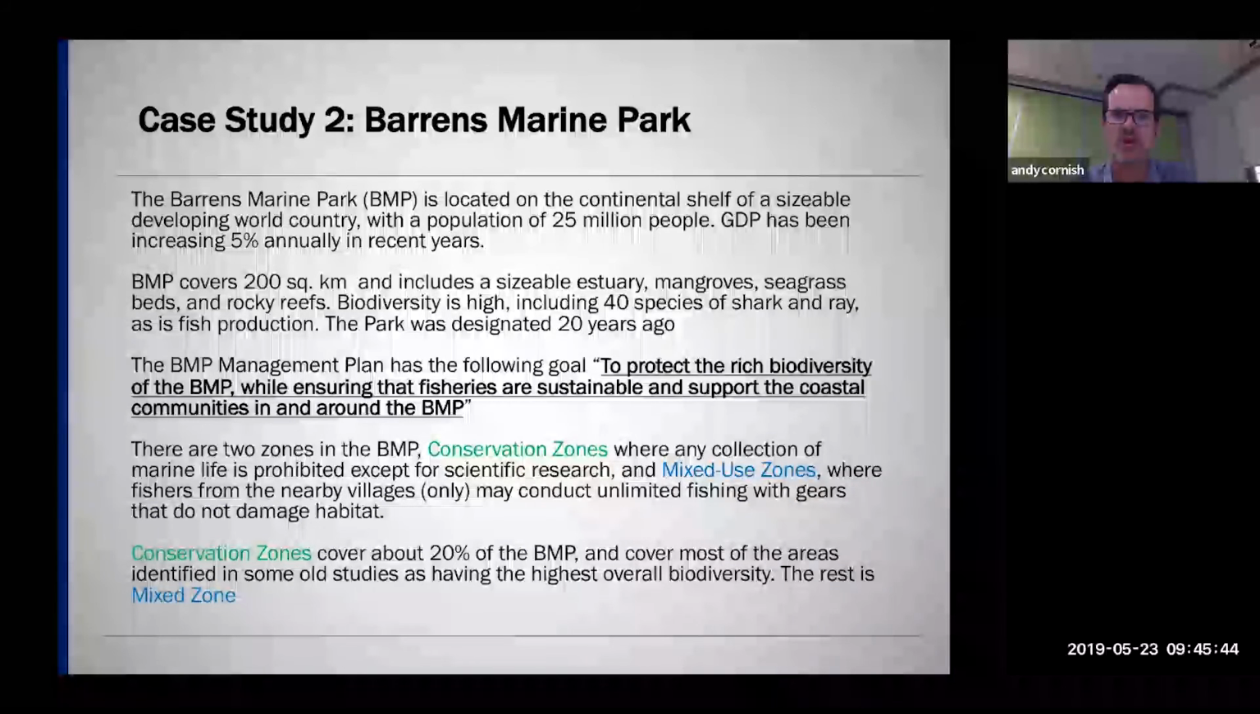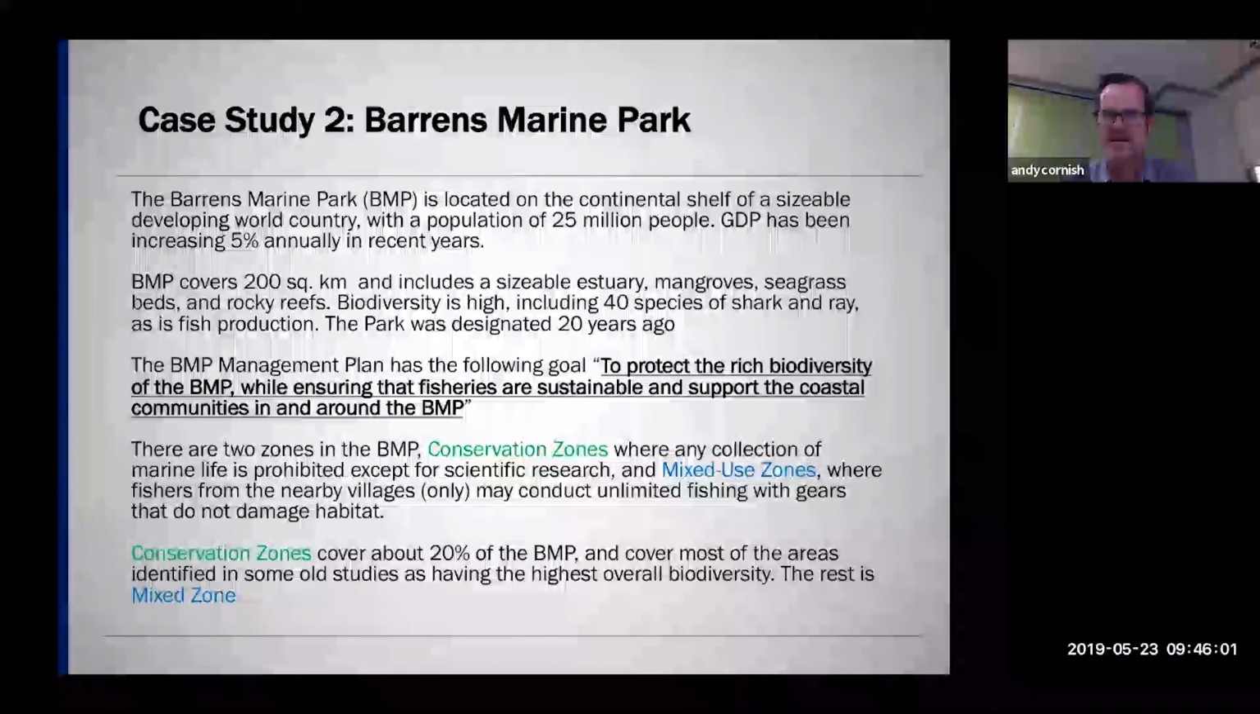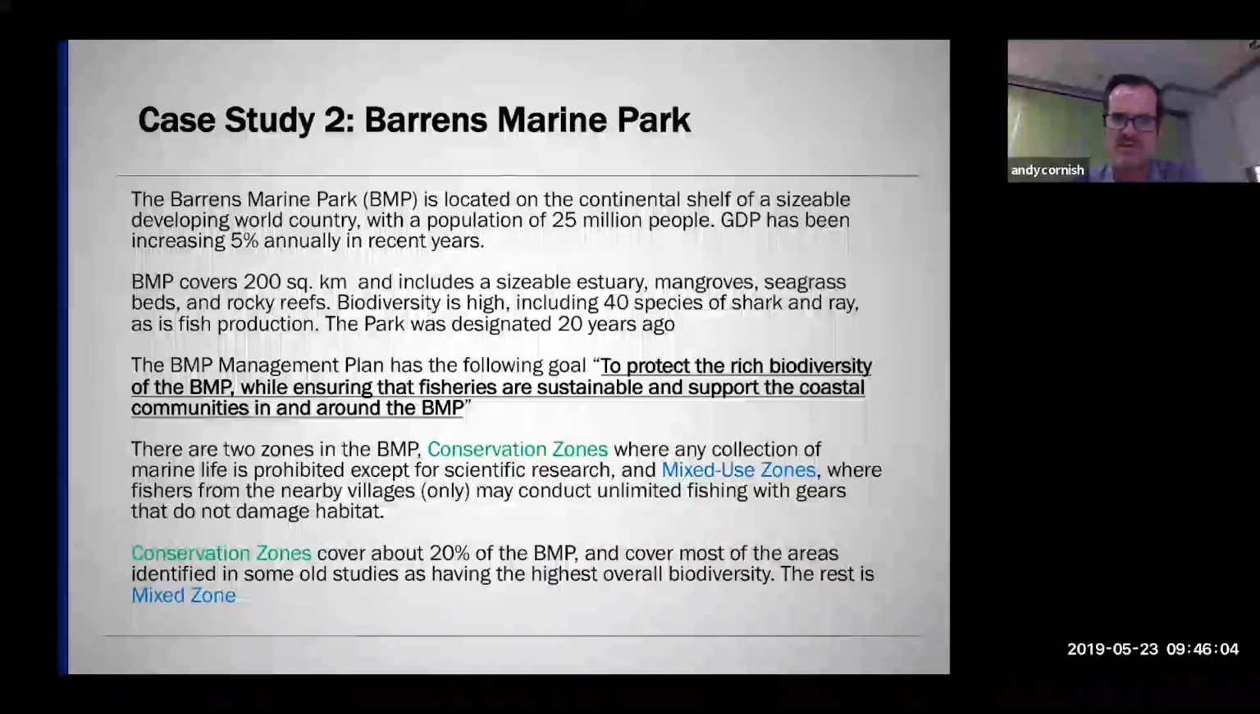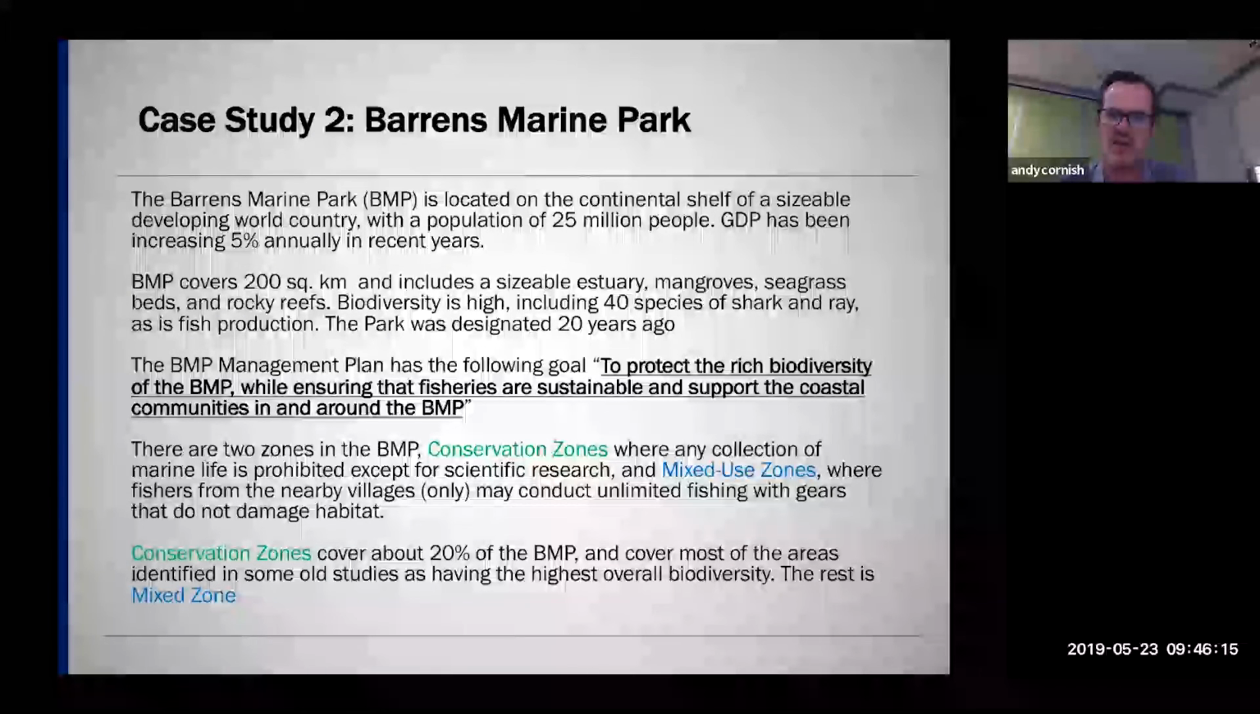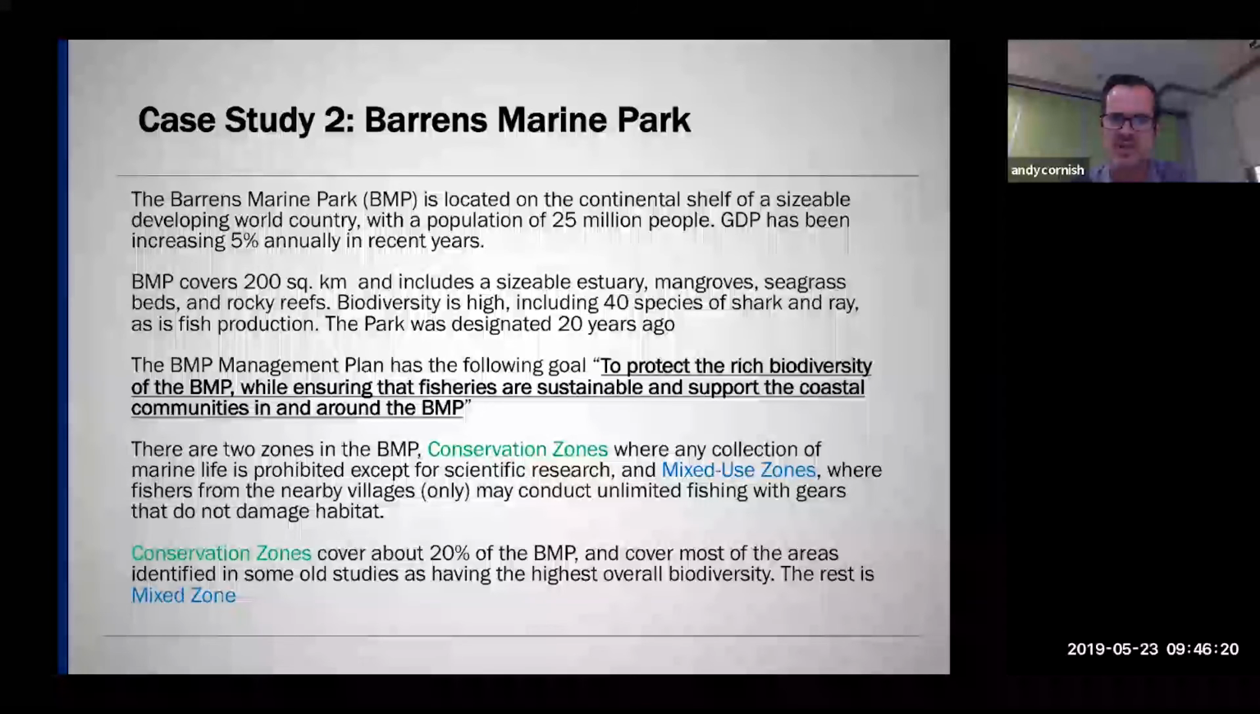The second example is an older marine park on a continental shelf. It's much smaller, around 200 square kilometers. And even though it includes 40 species of sharks and rays, it wasn't designated specifically for sharks and rays. It was designated more basically to protect the rich biodiversity, but also to ensure that fisheries are sustainable and support communities in and around this particular marine park. You've got two zones, conservation zones, which are effectively no-take zones, and mixed-use zones where fishers from nearby villages can fish.